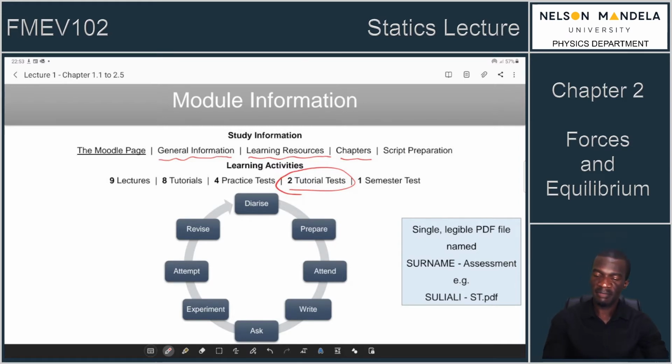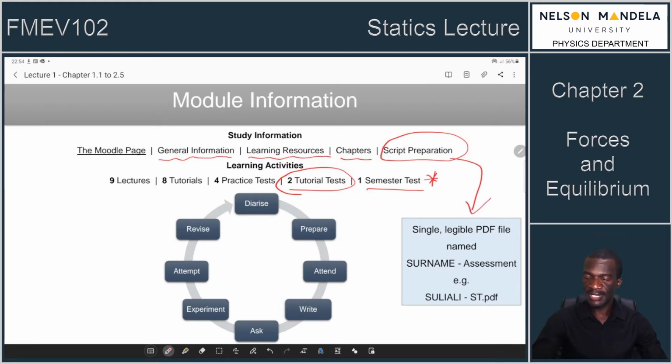However, the semester test is a way we want to examine and see your writing. You need to communicate the engineering or the science solutions that you're coming up with. So this semester test is written. You're going to write and submit a script. So this is just a guide.